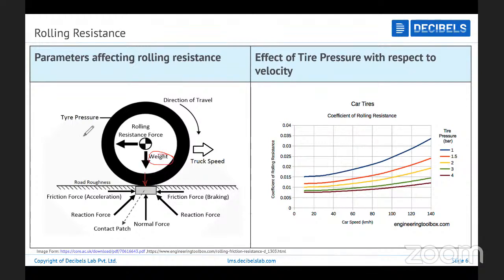And the pressure, if you see the effect of your pressure with respect to the velocity, according to your car speed, the y-axis shows the coefficient of rolling resistance for the different tire pressures. So this is one of the parameters.